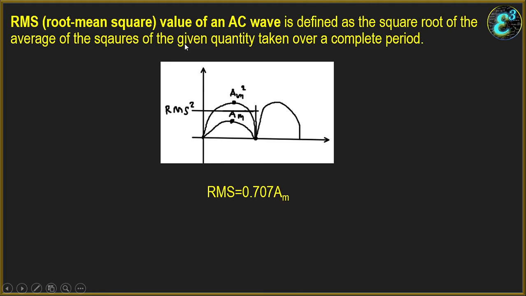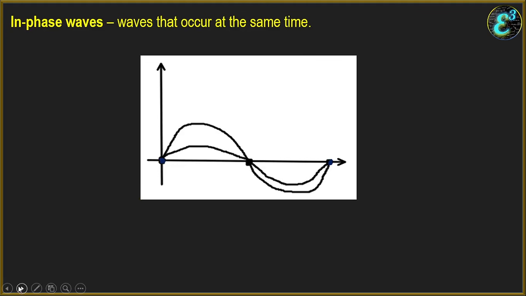Then the RMS value of an AC wave is defined as the square root of the average of the squares of the given quantity taken over a complete period. So yung average value of the square root ng ating mga square ng ating quantity. So the formula for that one is 0.707 times the peak value. Then in phase waves, so waves that occur at the same time regardless of their amplitude. So this is an in phase wave, so meaning po yung start and end is the same.